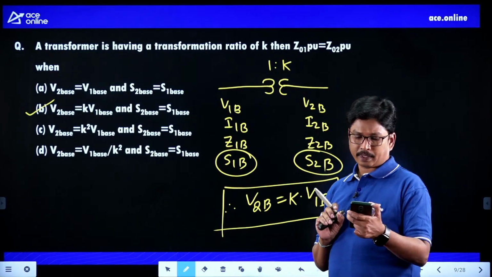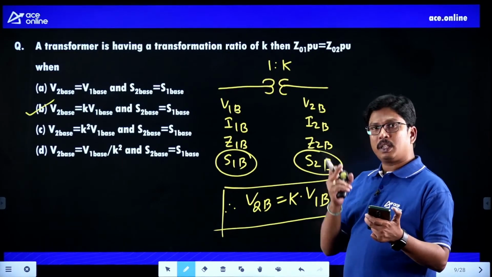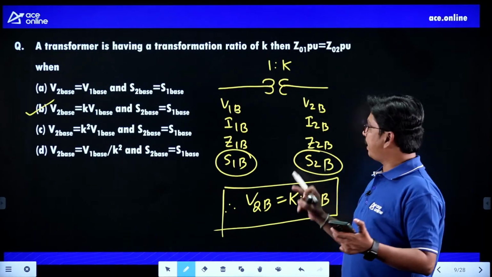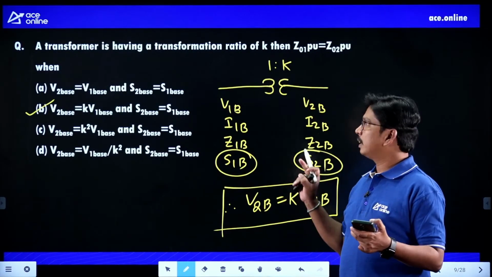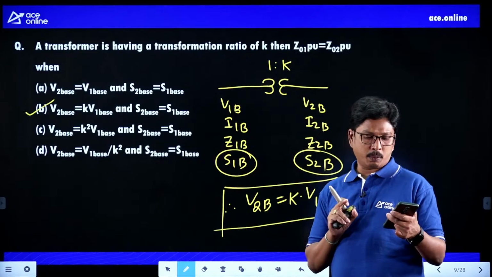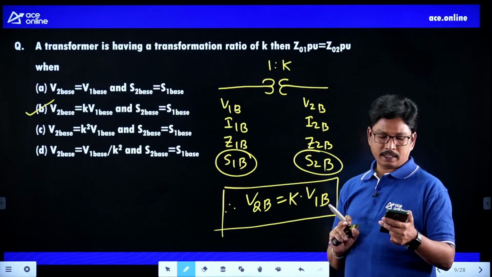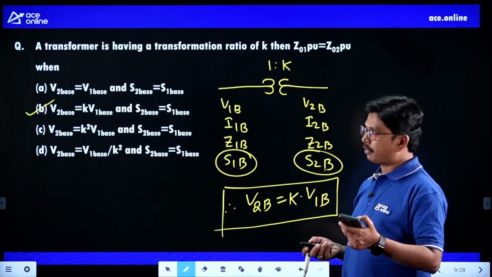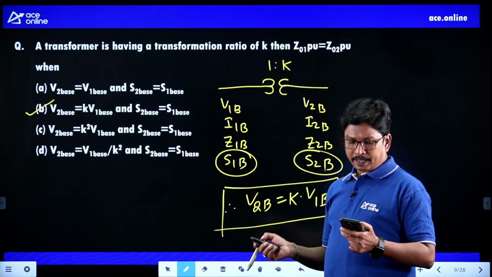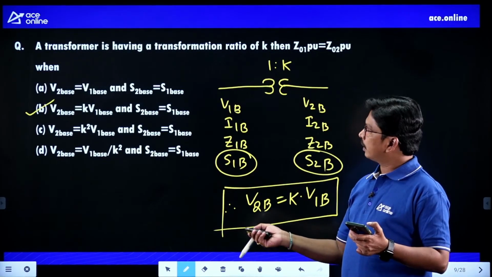Durga Prasad, so if you want to get K equivalent to 1 in per unit quantities, the base quantities should be maintained like this. If the base quantities are not maintained like this, it's not possible to get K equivalent to 1 in the resultant per unit system. I think it's clear for you. So we are going for the next question. Try to understand the next question, students.